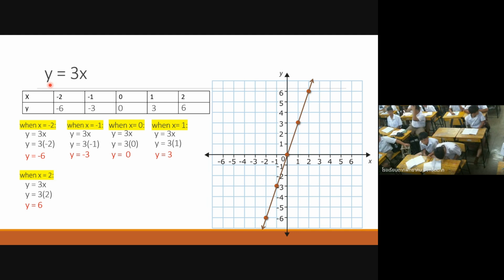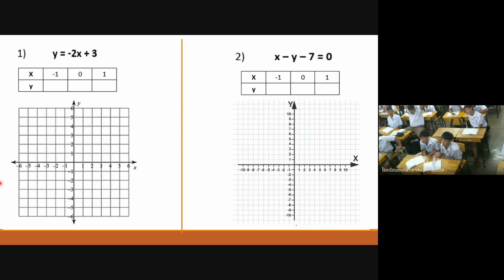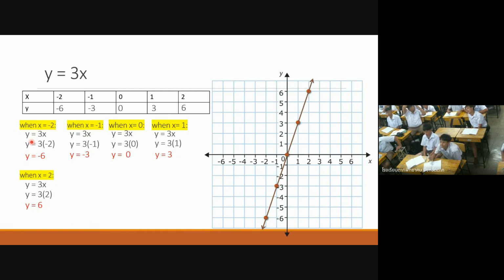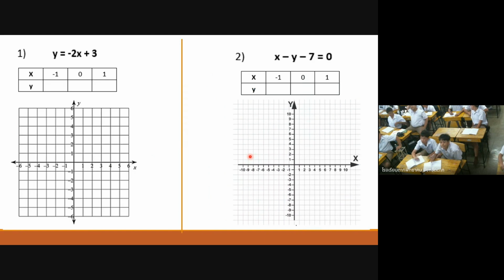Okay, everyone? I want you to answer this, okay? Everyone, can we follow along? Table of values and then graph. Okay? Do it now.